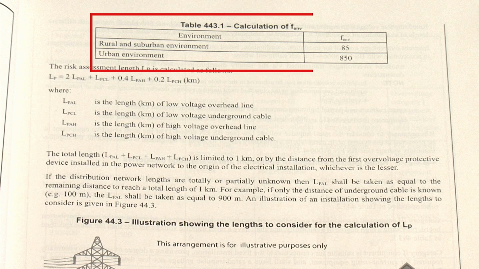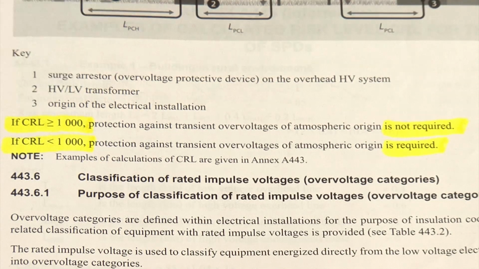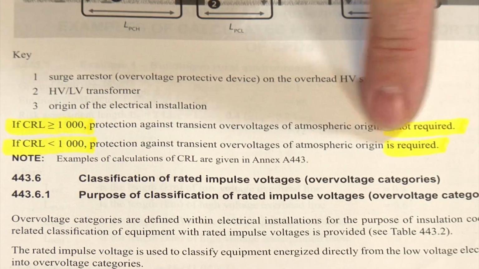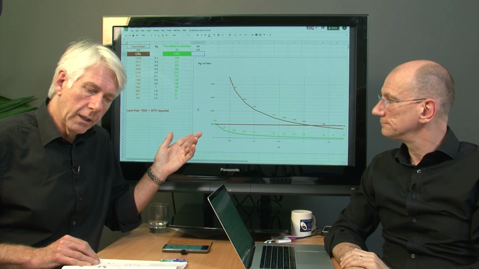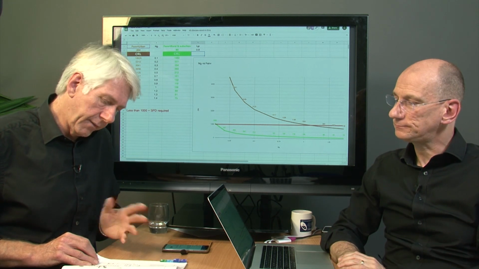So we've got these 2, rural and suburban are clumped together with an FM of 85, and urban environments are 850 because presumably the risk is lower in those areas. Basically, we're looking for an outcome of, if you've got a value greater than 1,000, it's not required, and if you've got a value less than 1,000, it is required. So this is what we're going to come back to the graph in a minute. Okay. Yes, we've been plotting some of these things. Yeah, we had an interesting morning. So that is the FM's taken care of.